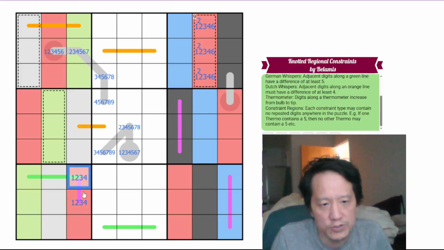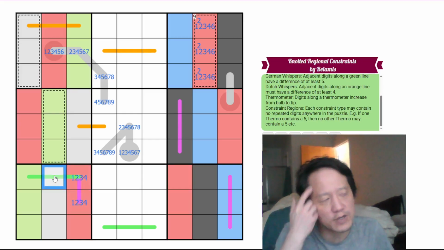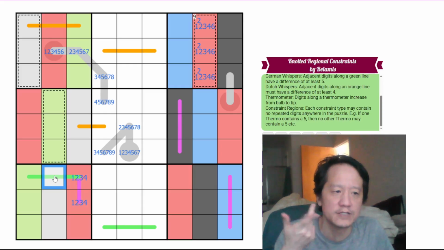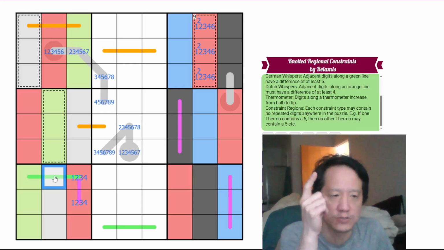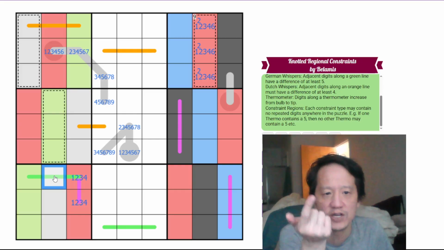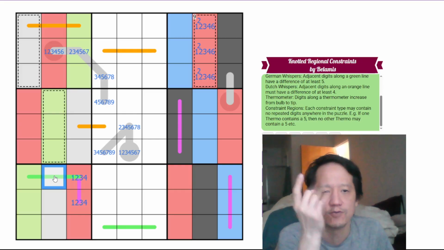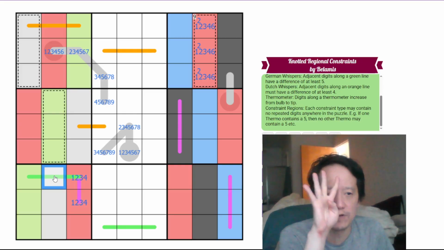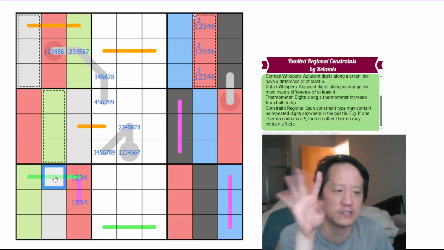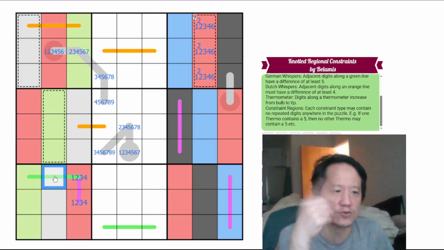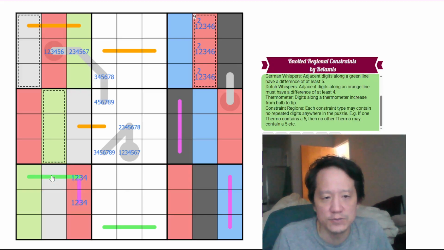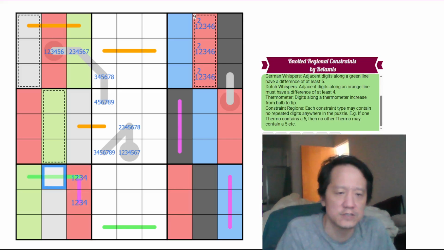Since this is 1, 2, 3, 4, that means this is low. And on a German whisper line, you alternate between low digits and high digits, right? Because 1 can be next to 6, 7, 8, 9, 2 can be next to 7, 8, 9, 3 can be next to 8, 9, and 4 can be next to 9. So a low digit, 1 through 4, always has to be next to a high digit, which is 6 through 9, and then vice versa. So this has to be 6 through 9, but it's next to two unique digits on a German whisper line, so it's actually 7 through 9.